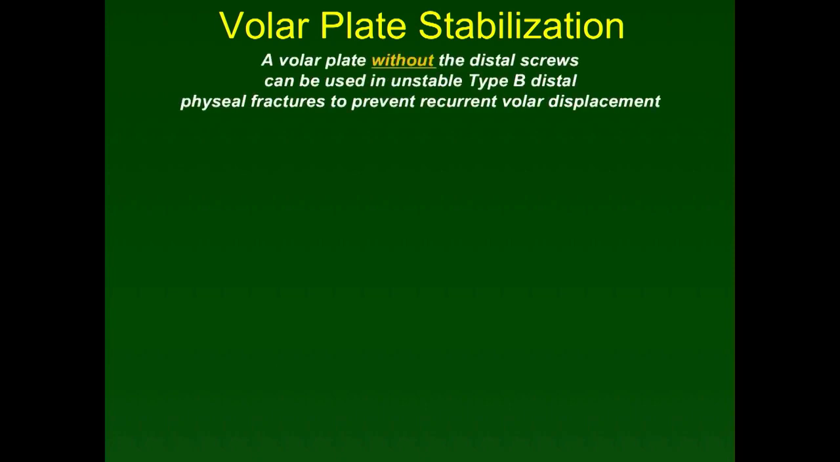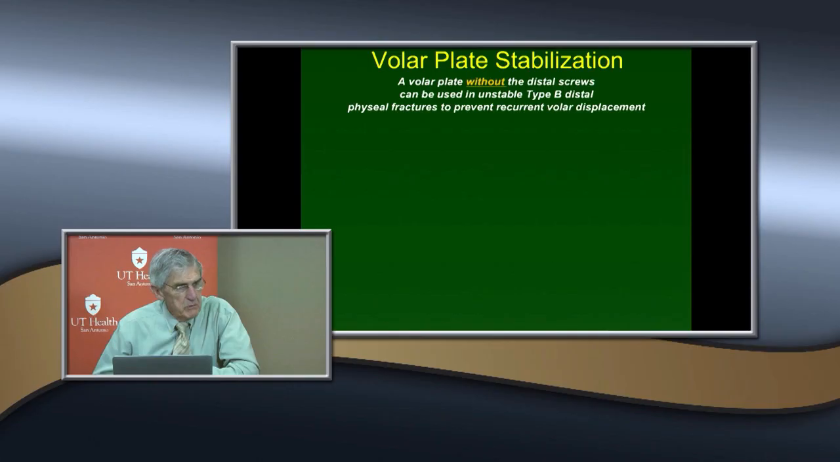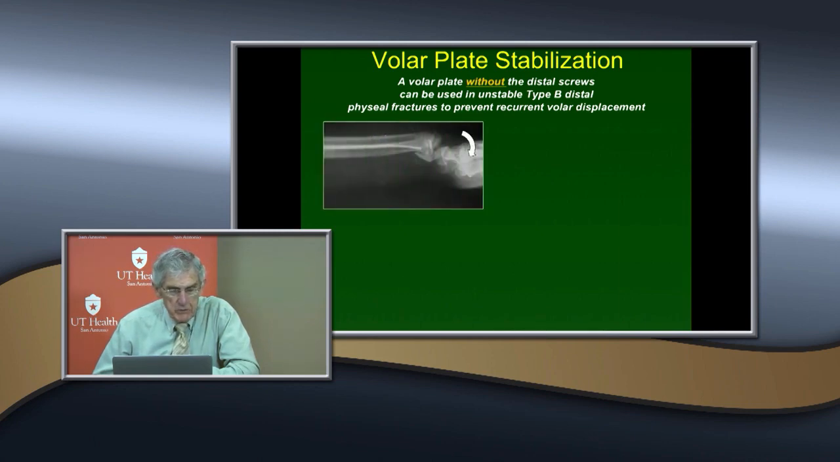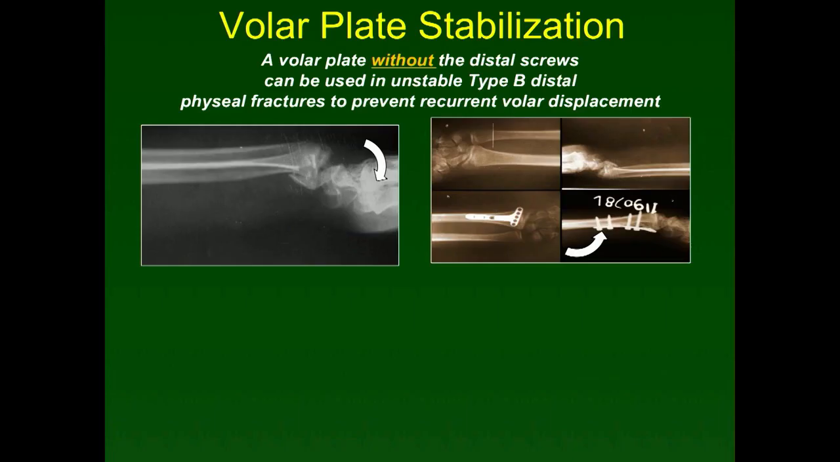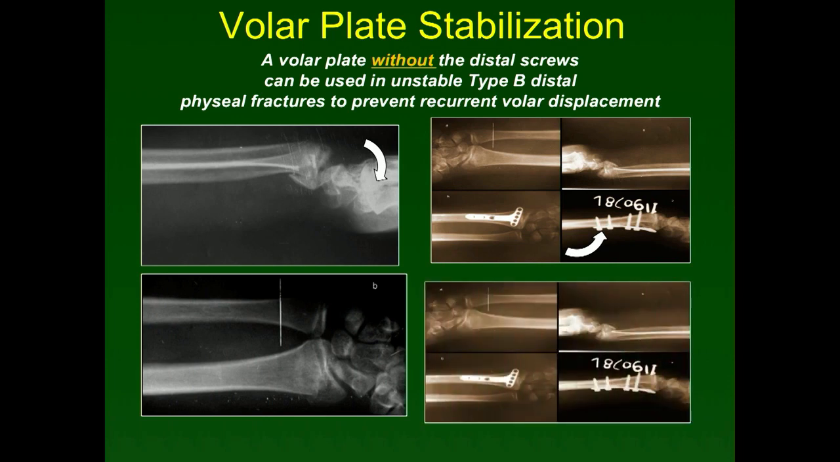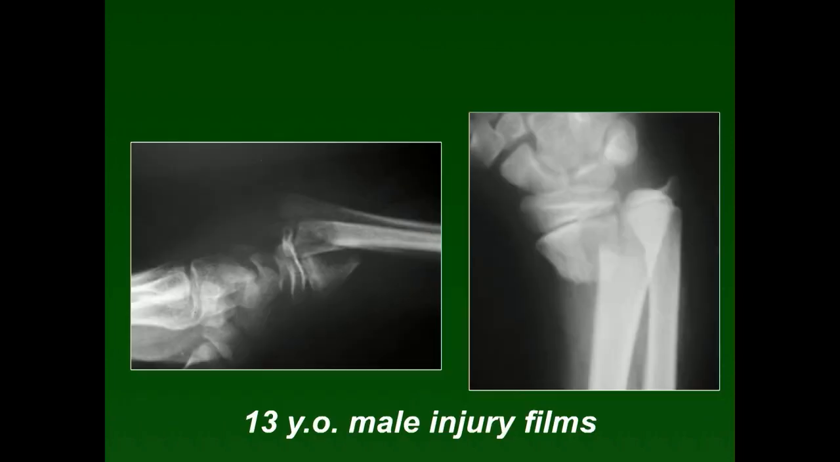There's another technique, if it's really kind of comminuted, you can put a volar plate on it, and you don't put any screws on there, you just use it as a buttress, and it can be used if it's an unstable type B or it's got a lot of comminution. Like this one, was kind of unstable and was going to be difficult to stabilize, and so they put a plate on it, just a volar plate, but they didn't put screws in the distal fragment and held it there until it healed, and then you can take the plate off later on. And that way you don't have to worry about putting screws across the physis and causing growth arrest, inhibiting growth. And this went on to heal.